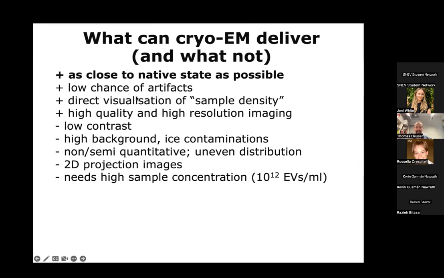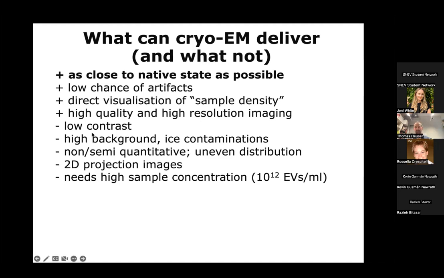To sum this up again, cryo-EM is the gold standard for visualizing extracellular vesicles, because with this method you're really visualizing the density of your EVs directly. You're visualizing the density of your proteins, your lipids, and other biomolecules. You're not looking at a heavy metal stain that is surrounding this. You're really looking at your sample as close to the native state as possible. This comes at a price.